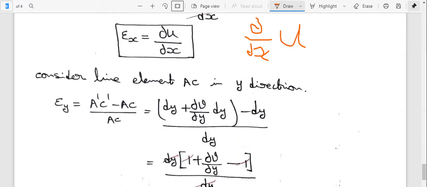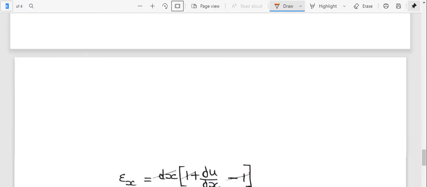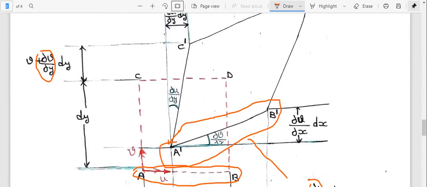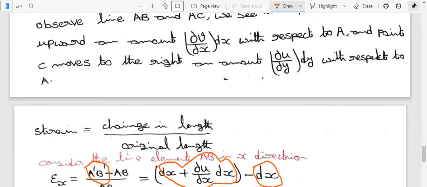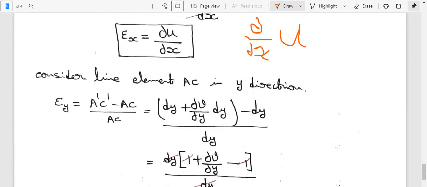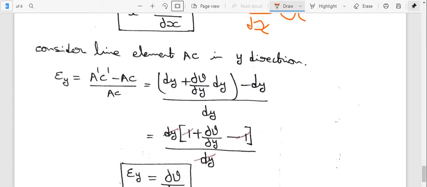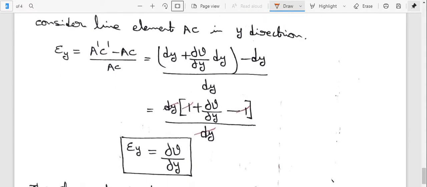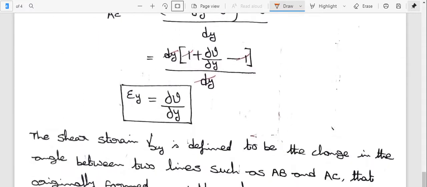So consider the line element AC in the y direction. Similarly we can consider it from this diagram. A to C is dy, A to C height is dy, and A to C dash is dy plus dou v by dou y into dy. So we can substitute these formulas: a dash c dash minus ac by ac. So dy plus dou v by dou y into dy minus dy, whole divided by dy. dy gets cancelled and 1 and minus 1 get cancelled. So dou v by dou y. So epsilon y is equal to dou v by dou y.